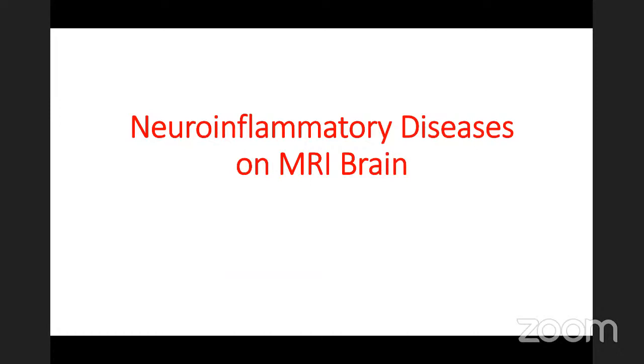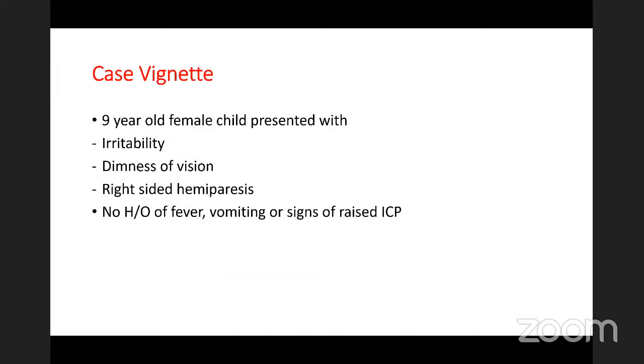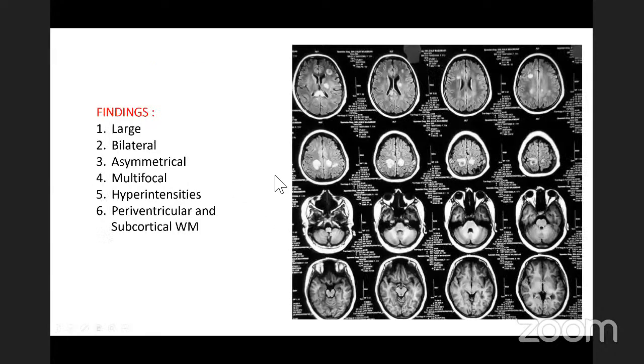Next, coming to the neuroinflammatory diseases of the brain. We start with a case vignette in which a 9-year-old female child presented with irritability, dimness of vision, and right-sided hemiparesis, with no history of fever, vomiting, or signs of raised ICP. This is a FLAIR section, the upper 2 rows are axial FLAIR sections, and you can see asymmetric, large, fluffy, multifocal hyperintensities, usually found in the white matter.